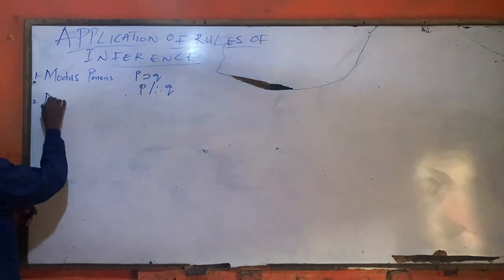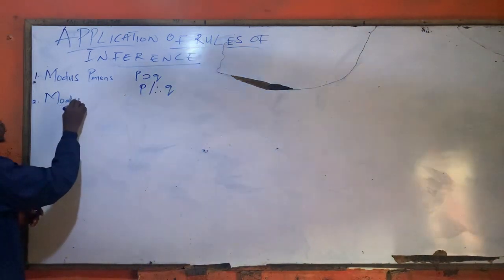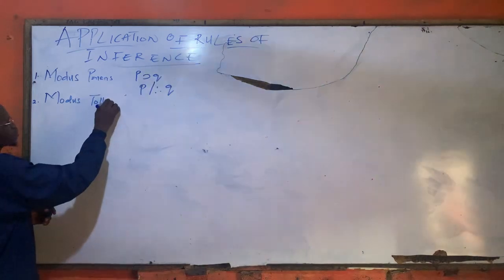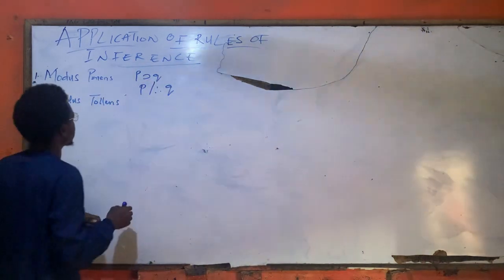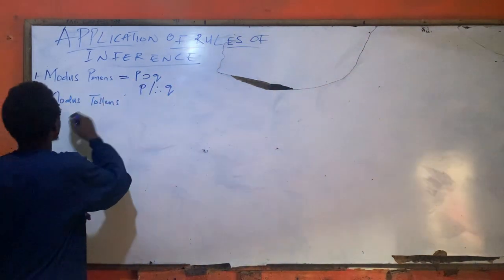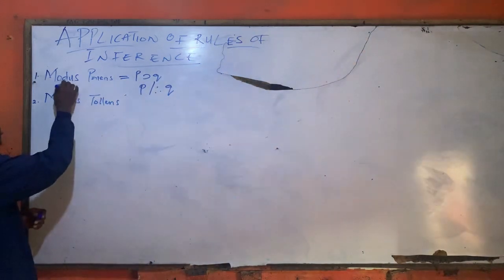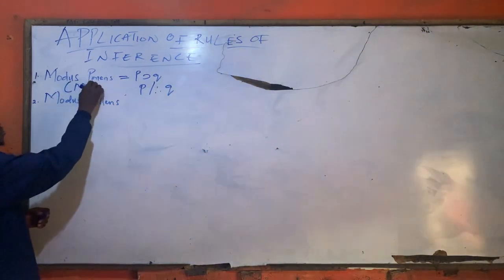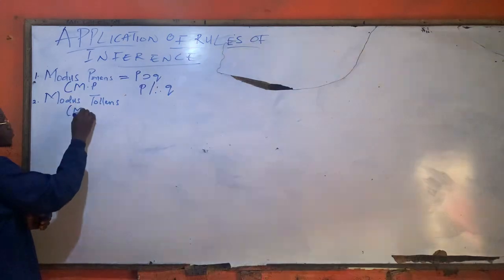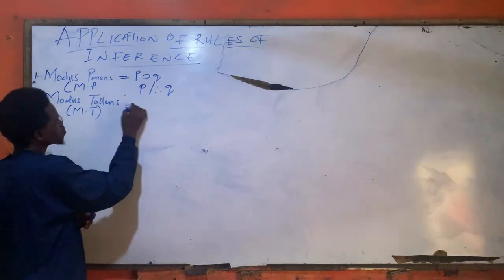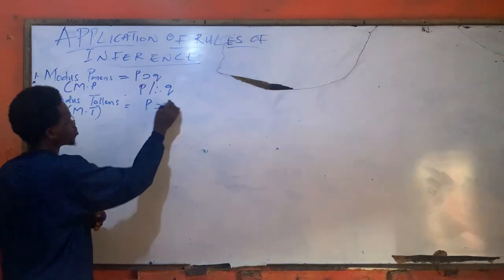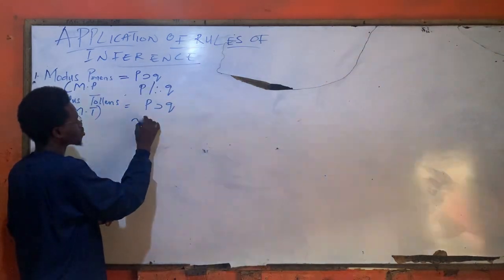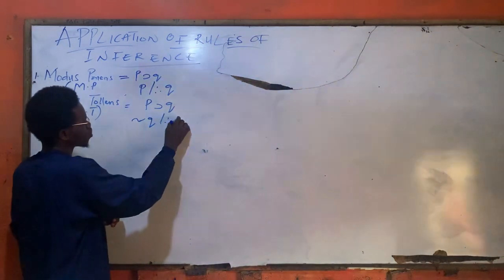Rule 2, modus tollens. The short form for modus ponens is MP, while this is MT. P implies Q, not Q, therefore not P.